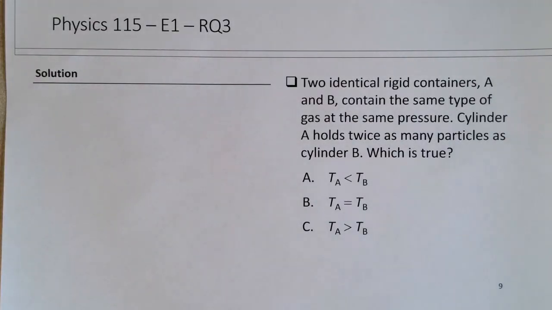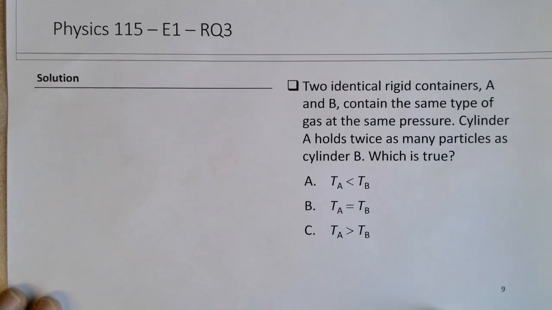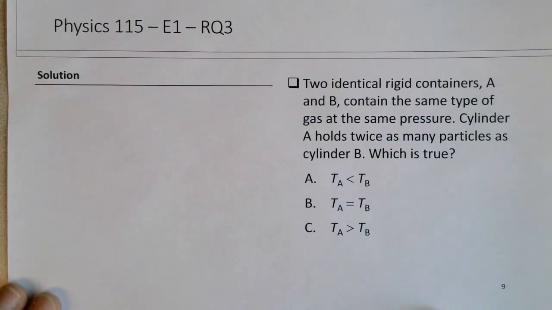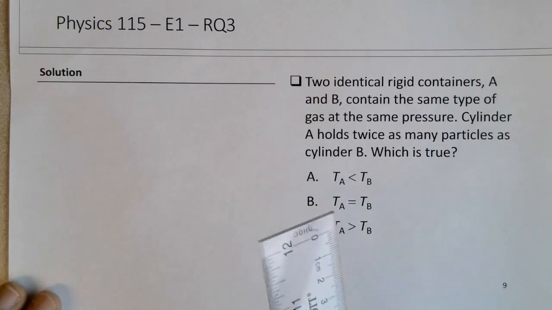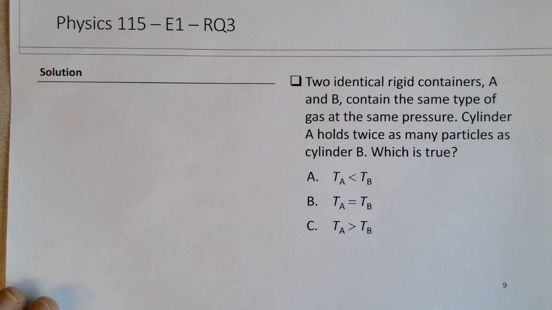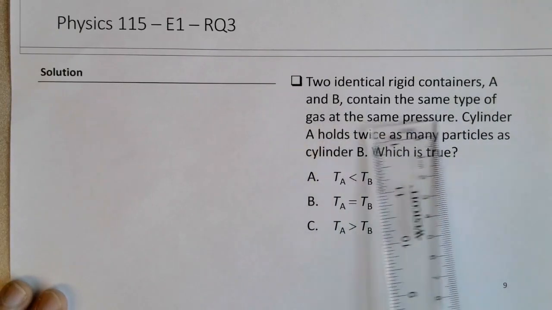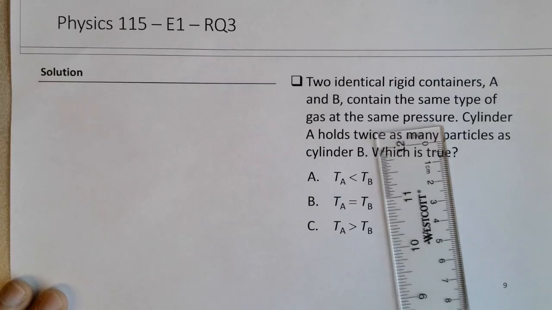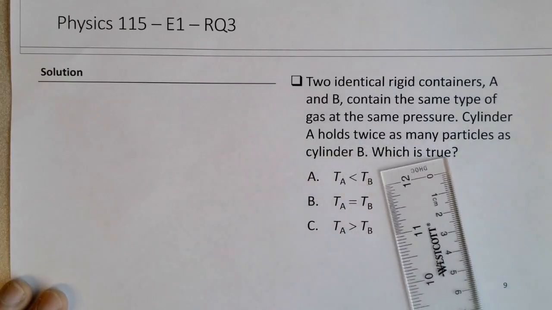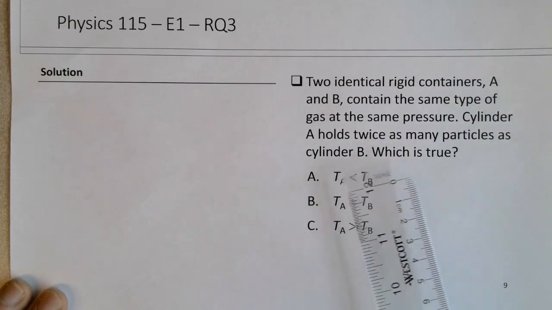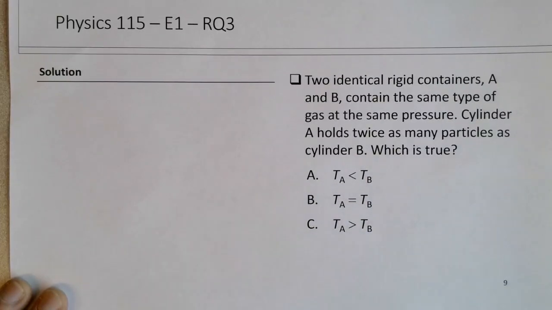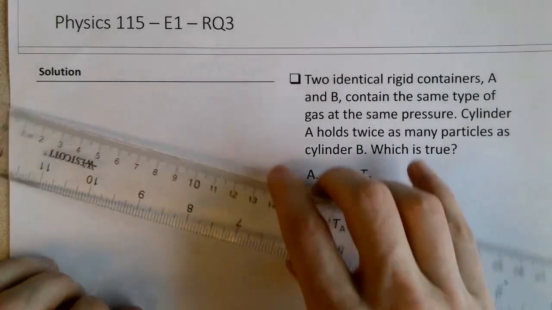Okay, so review question 3 on exam 1 for physics 15. We're given a question in context. You've got two identical rigid containers, A and B, containing the same type of gas at the same pressure. Cylinder A holds twice as many particles as cylinder B. Which of these choices is true about their temperatures?